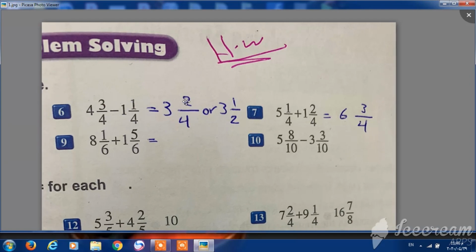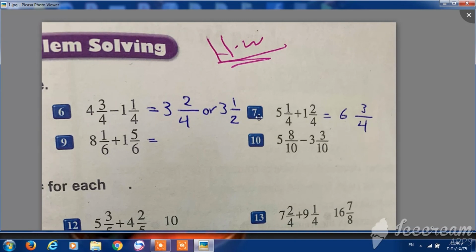2 over 4 is not a simple fraction. You can divide it by 2, and we get a simple fraction. 2 divided by 2 equals 1, and 4 divided by 2 equals 2, and we write 3. Don't forget that we get 3 and 1 half.